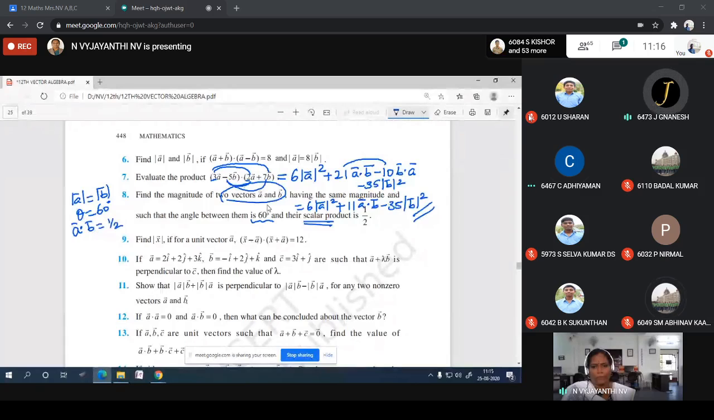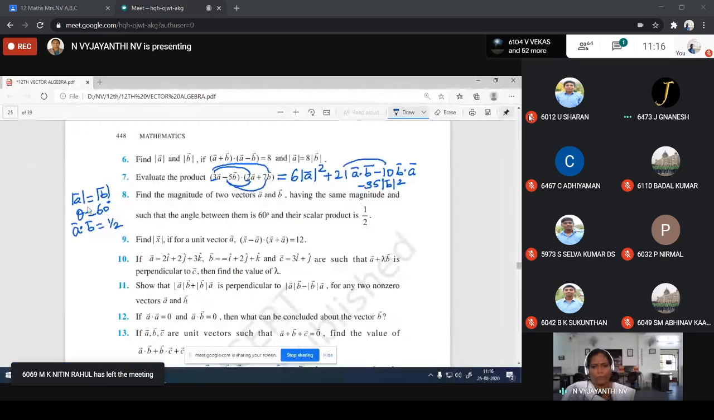So A dot B will be equal to modulus of A modulus of B into cos theta, isn't it? So here instead of theta we apply 60 degrees, and A dot B is also given as 1 by 2, and modulus of A and modulus of B are both equal. So finally we apply the values. What will be the answer? Plus or minus 1.